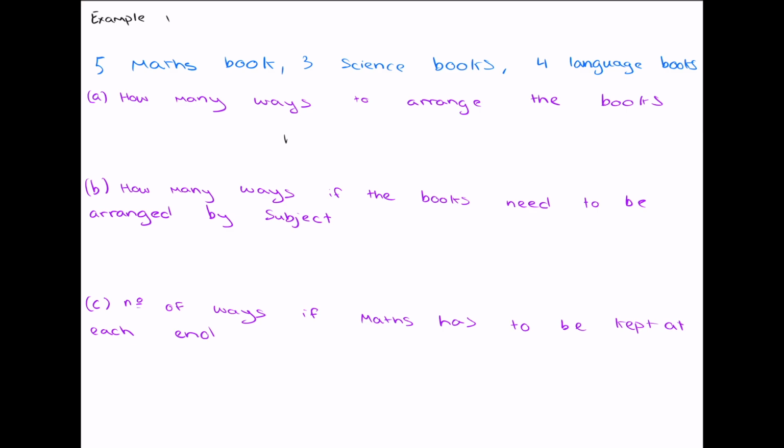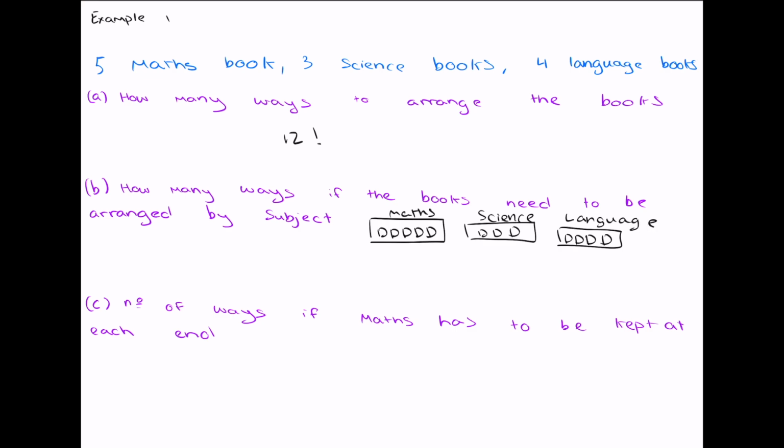This is kind of tricky, and the key to solving this question is that you need to group each subject's books. A good way to view it is that you have one book and then several volumes inside. So you have the math book, and then volume 1, volume 2, volume 3, volume 4, volume 5. It looks something like this: 1, 2, 3, 4, 5 for maths, 1, 2, 3 for science, and 1, 2, 3, 4 for languages.